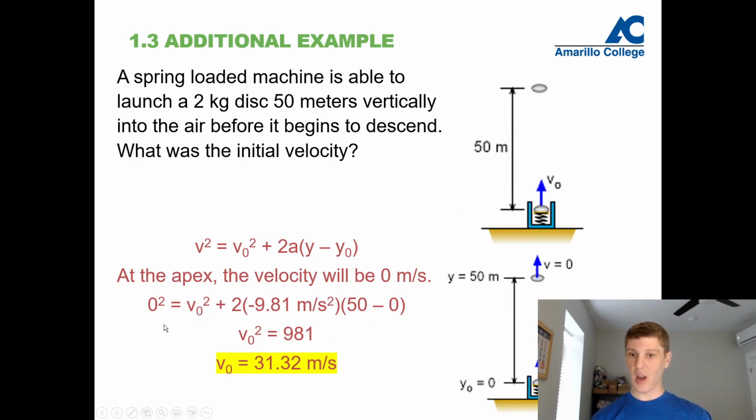So this just becomes an algebra problem, and I end up getting that v naught is the square root of 981, or 31.32 meters per second. Once again, this is a scalar equation. I had to determine whether that 31.32 was positive or negative, and we know the launcher did not launch the disc downward, so we're saying our initial velocity is positive, or upwards. We had to interpret that from the problem.